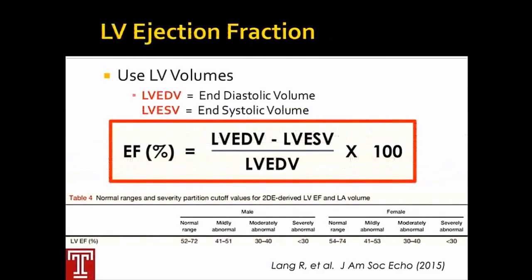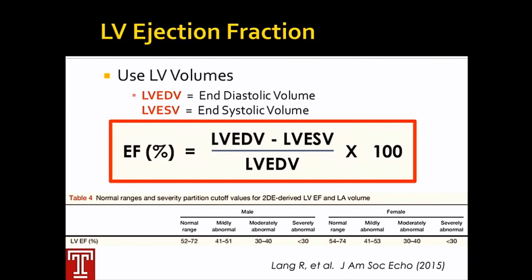gender-specific criteria. LV ejection fraction can obviously be calculated easily from LV volumes. End systolic volume is subtracted from end diastolic volume and divided by end diastolic volume, multiplied by 100% to give you a percent EF.